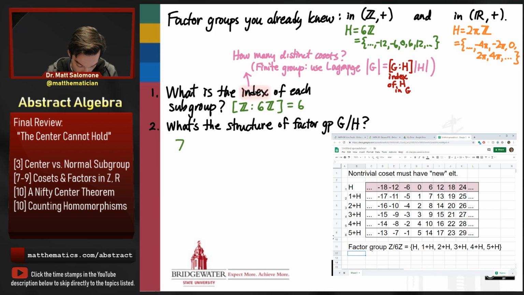The index, again, tells me the order of the factor group. It is a group of order 6. Well, what is its structure? So to figure out its structure, I'm going to claim, and then argue for why, this group is actually a cyclic group. So I'm going to claim that it's cyclic. And I'm going to claim that it's generated by 1 plus H.